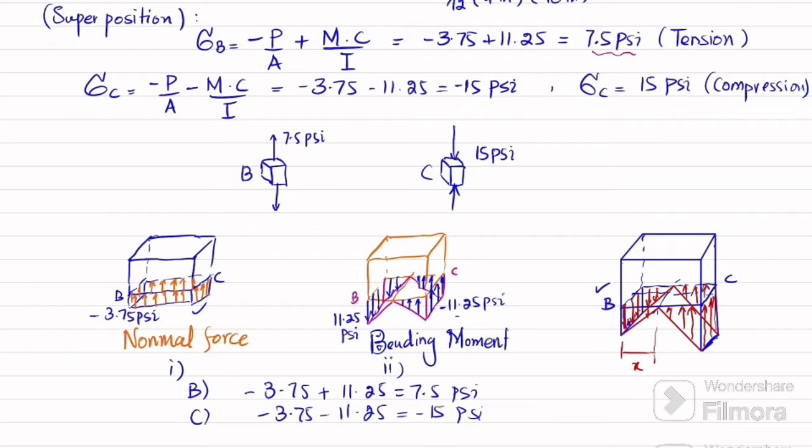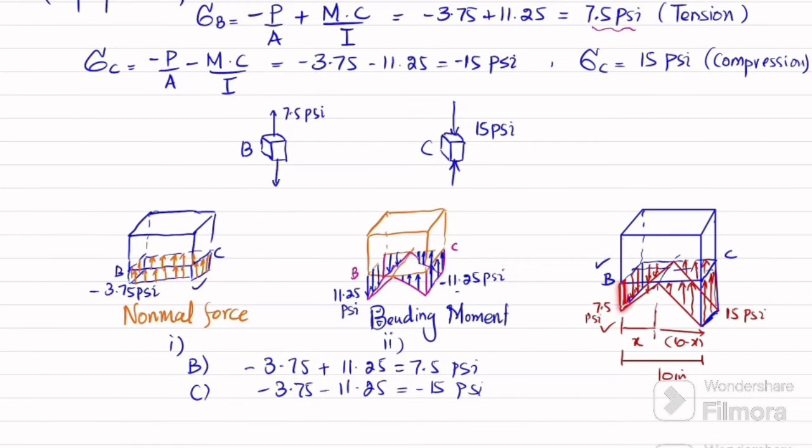Now we'll find this x. So we know that the total is 10 inch, and this is x where the stress is equal to 0. So this distance will be equal to 10 minus x inch. Okay. So stress at this point is 7.5, and stress at this point is 15 psi. By using proportional triangles, or we can say we have two similar triangles, one is this one, another this one. So by using the proportional triangles, we will find this x.